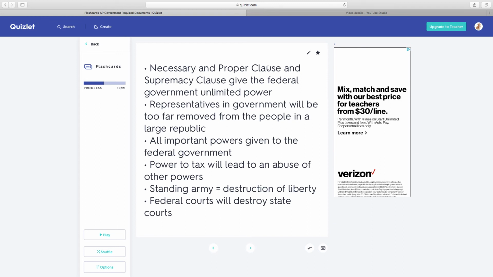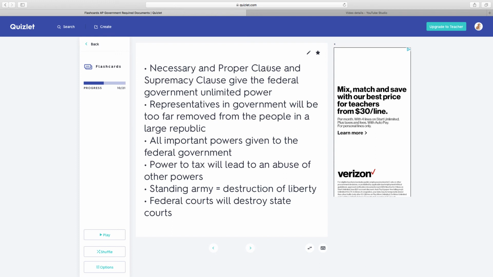Representatives in government will be too far removed from the people in a large republic. Okay, so that was one of the arguments there, right? The idea was, let's create this large republic where groups can compete. They're saying this thing's going to be too large and too far removed from the people. Therefore, the voice of the people are not going to be heard.